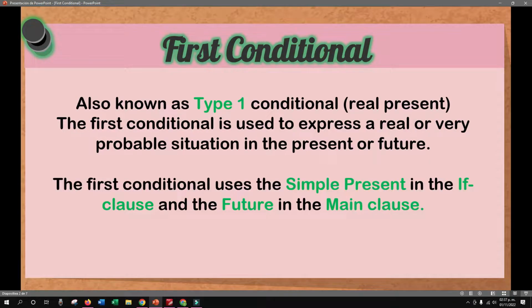The first conditional uses the simple present in the if clause and the future in the main clause, right? En el caso de la zero conditional, si se acuerdan ustedes, utilizábamos solamente el presente simple. En este caso, vamos a utilizar el presente simple en la if clause. Y luego vamos a utilizar el futuro, will or won't, ¿verdad? En the main clause. Let's see some examples later, right?